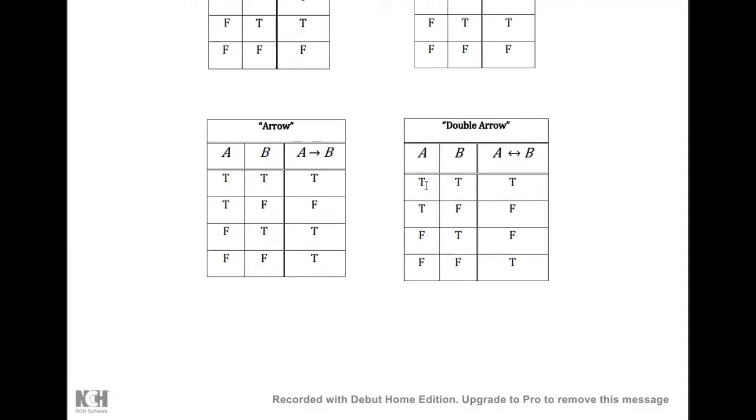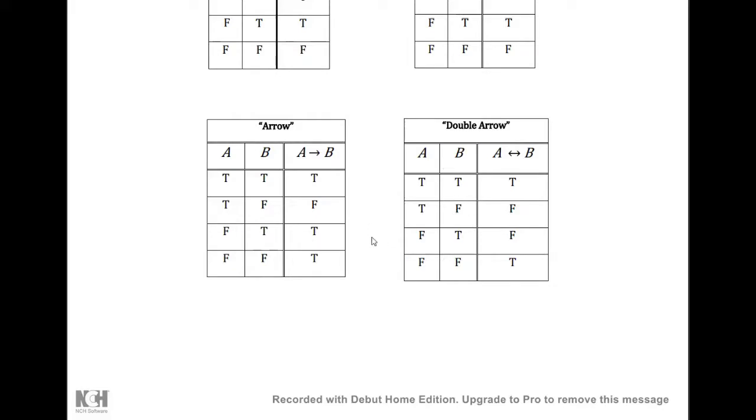Let's say I said something like A stands for it's a triangle, B stands for it's got three sides. Well then, if it's a triangle, it's got three sides. Yep, that works. If it's not a triangle, then it doesn't have three sides. That one works. But if I start mixing and matching, it doesn't work. It's a triangle, and it doesn't have three sides. Nope. It's not a triangle, but it does have three sides. Nope. That doesn't work. Okay? So that's what's going on here.